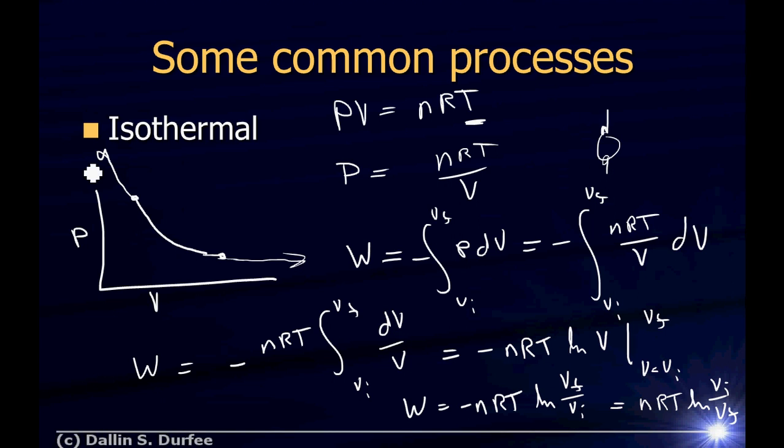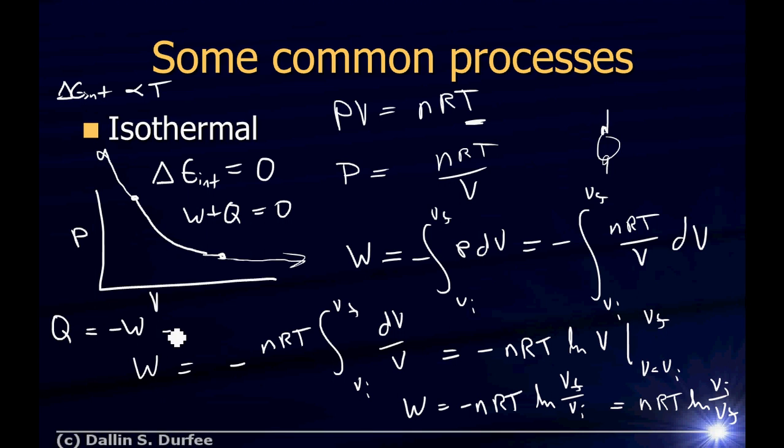Now it turns out that the internal energy in a gas is just proportional to the temperature. So for an isothermal process, the change in internal energy is 0, which means that work plus Q is equal to 0, which means that Q is equal to minus work, but minus work is just nRT natural log V final over V initial. So if you do an isothermal process, knowing the change in volume, you immediately know how much work is done, and you know how much heat went into the system as it was changed isothermally.